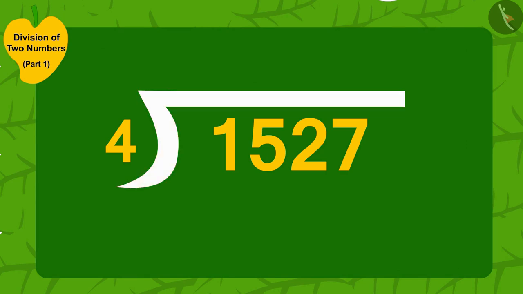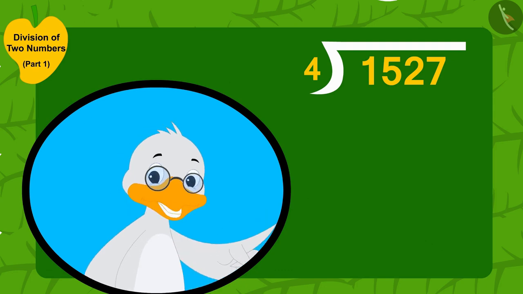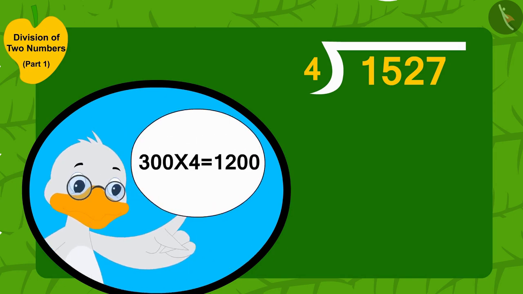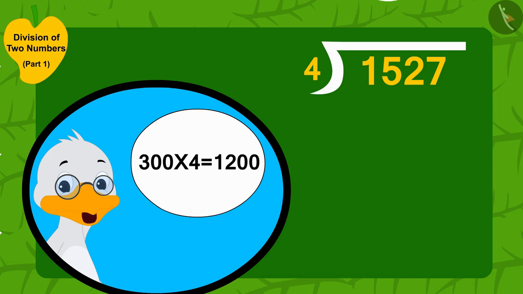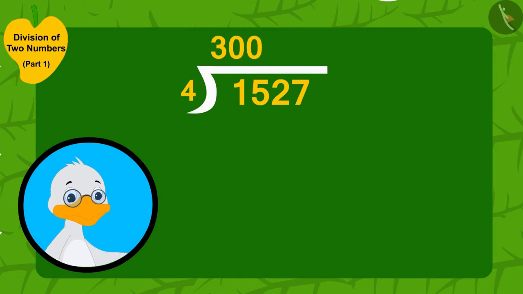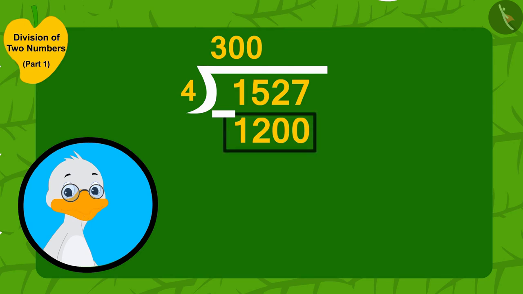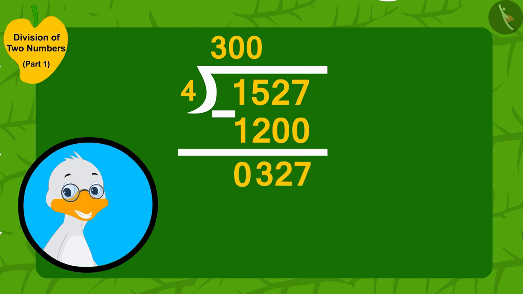1527 divided by 4. I distributed 4 mangoes to 300 villagers. That means I distributed 300 multiplied by 4. That is 1200 mangoes, uncle thought. Now uncle wrote 300 here, and here he wrote 1200. To find the number of mangoes that are left, I would subtract 1200 from 1527. Now I have 327 mangoes left.